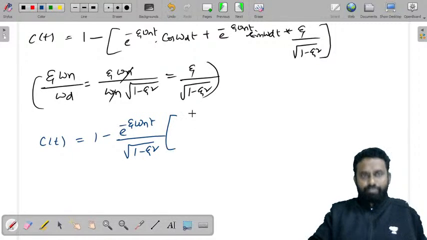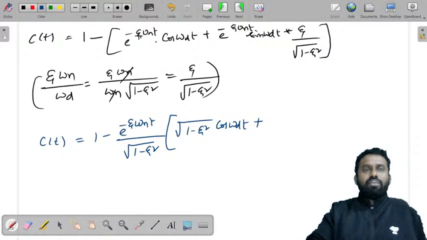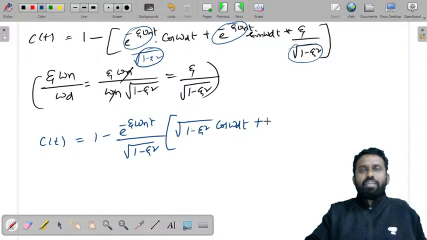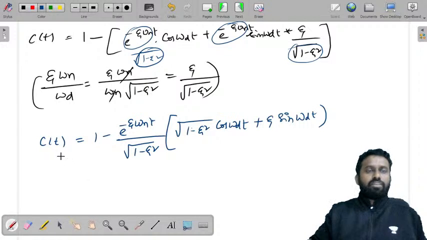What do you get here? You should get under root of 1 minus zeta square cos omega dt plus... you have taken common this, as well as this also in the denominator, because you do not have anything in the denominator as 1 by zeta square. I have multiplied it here, plus zeta sin omega dt, right? Clear?